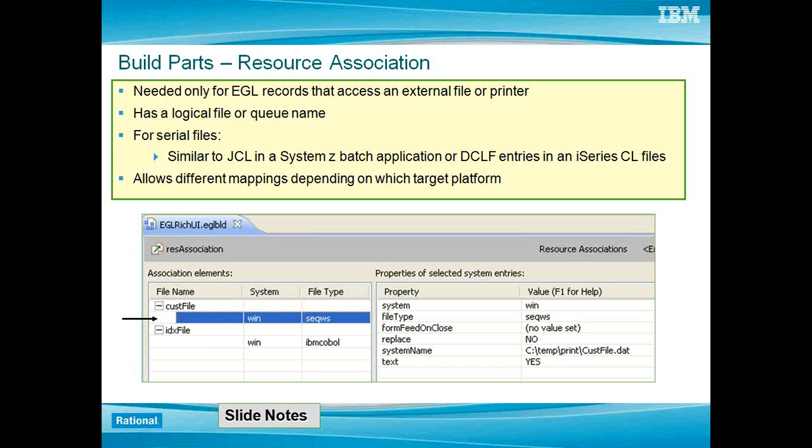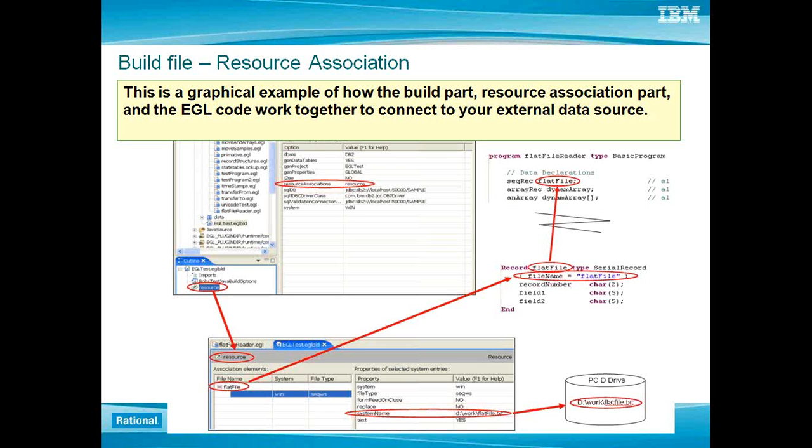We have the system as Windows, and then the file type is sequential file, and then we have some other properties, like text is yes, and it means it will be storing the text values. And then we have some other properties.